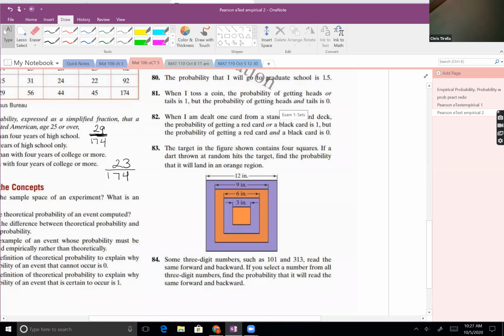With something like this, does it make sense that the probability that it lands in the orange would be the fraction of the total orange area over the total area of the board? Okay. So far, so good.